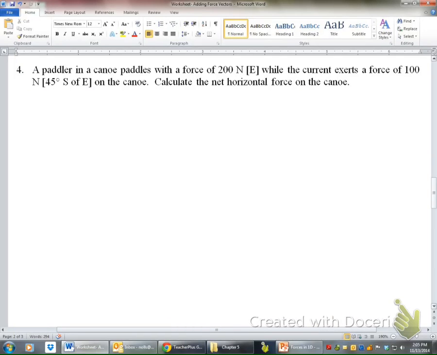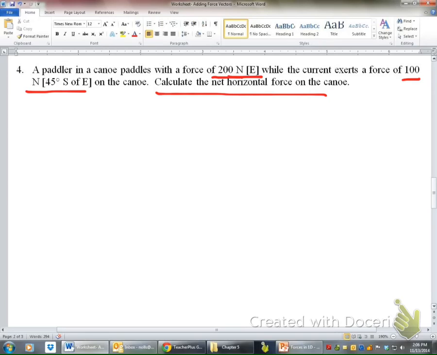Someone in a canoe paddles with a force of 200 newtons east, and the current exerts a force of 100 newtons at 45 degrees south of east. Calculate the net horizontal force. Okay, so what we did last time was the net overall force. Here we're just looking at net horizontal force, which means what component are we really concerned with? We're concerned with this east one, and then we're concerned with the horizontal component of this force.